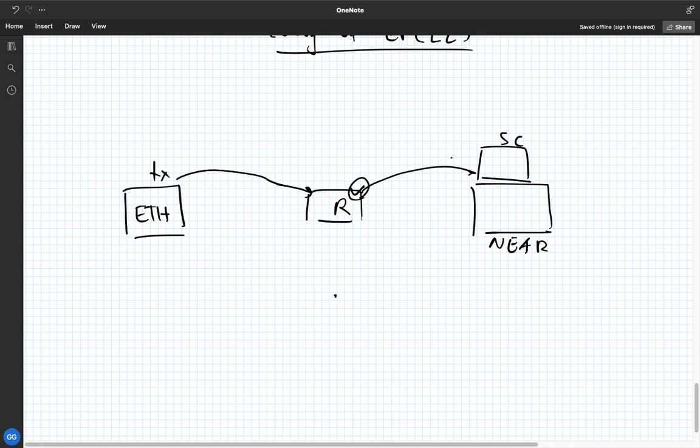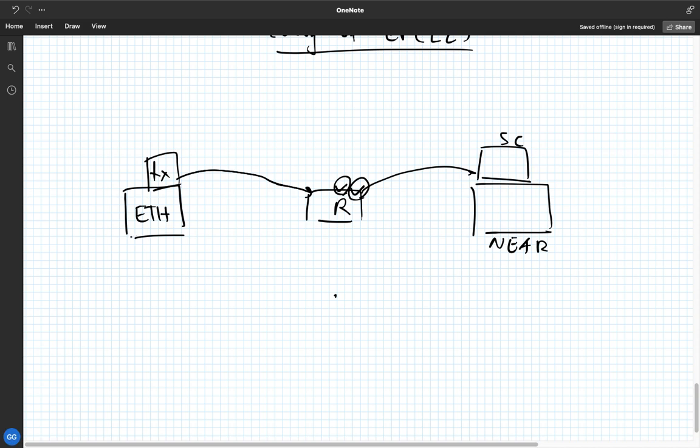Now, in order for this smart contract to be able to independently verify this transaction without relying on the relay, we basically need to prove to this smart contract on Near that this transaction was included in the Ethereum mainnet blockchain. What do we mean by that? That this transaction was included inside a block, and that block is actually part of the Ethereum canonical chain. So if we can somehow show that this transaction was included in the Ethereum blockchain, then we don't need to rely on the relay signing off on the transaction. So how do we do that? The process for that is quite simple.